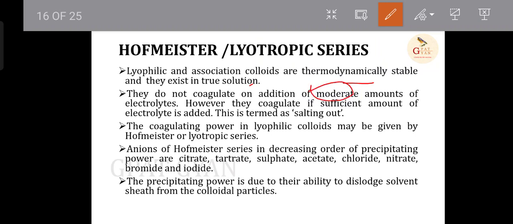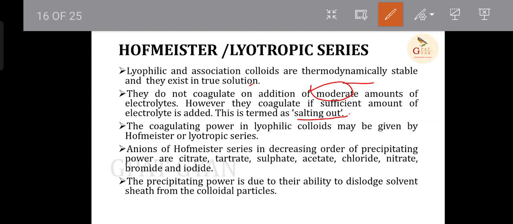It means if you add a little or moderate amount of electrolytes, the lyophilic or association colloids will not coagulate. However, if you add a sufficient amount of electrolyte, then only they can coagulate, and the term is known as salting out. So for these lyophilic and association colloids, you have to add more electrolytes so that they can coagulate. The coagulating power for lyophilic colloids is given by the Hofmeister or Lyotropic series.